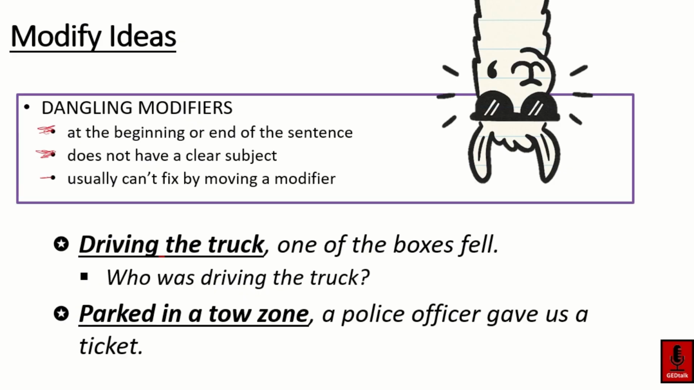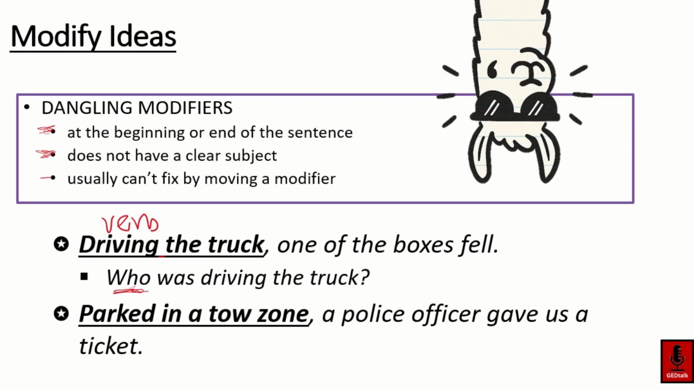You can't really do that with the phrases that are considered dangling modifiers, because what happens is, as you can see from the first example, you'll have information. And what we see here, this first one, driving the truck, we have the verb right here, driving, but we don't know who's driving, which means that it's missing its noun. So the sentence reads, driving the truck, one of the boxes fell. And I have the question right here, well, who was driving the truck? Because like I said, folks, we have the verb, but where is its noun?